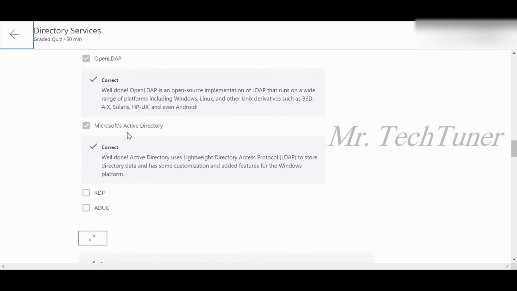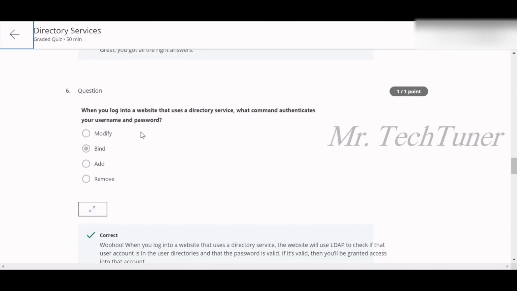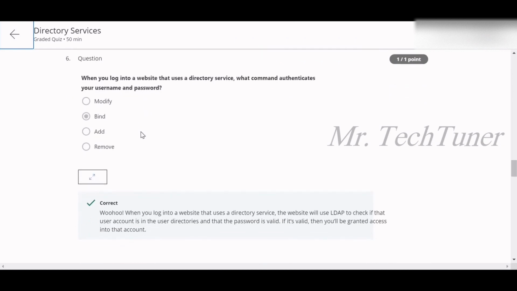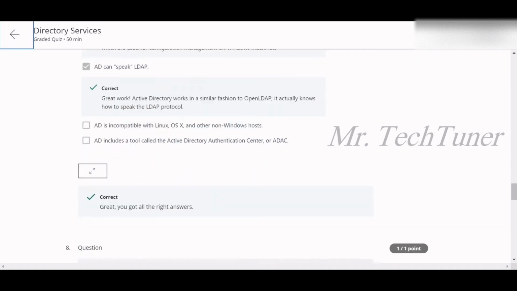These are OpenLDAP and Microsoft Active Directory or AD. When you log into a website that uses a directory service, what command authenticates your name and password? This is called bind. Which of these statements about Active Directory are true? AD is used as a central repository of group policy objects or GPO, and AD can speak LDAP. These two are the correct ones.